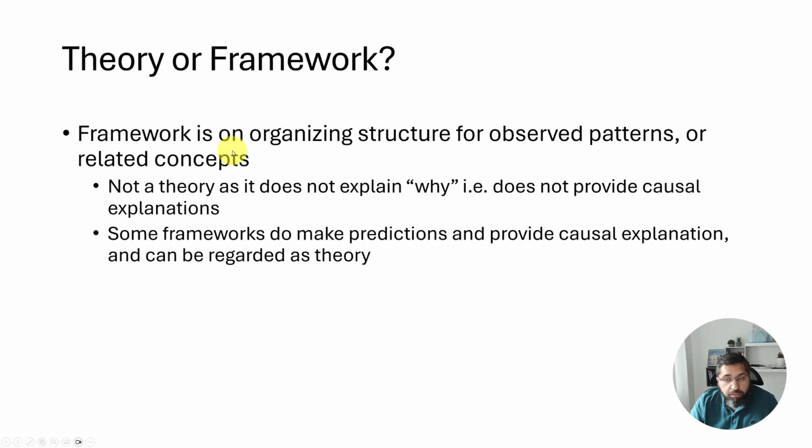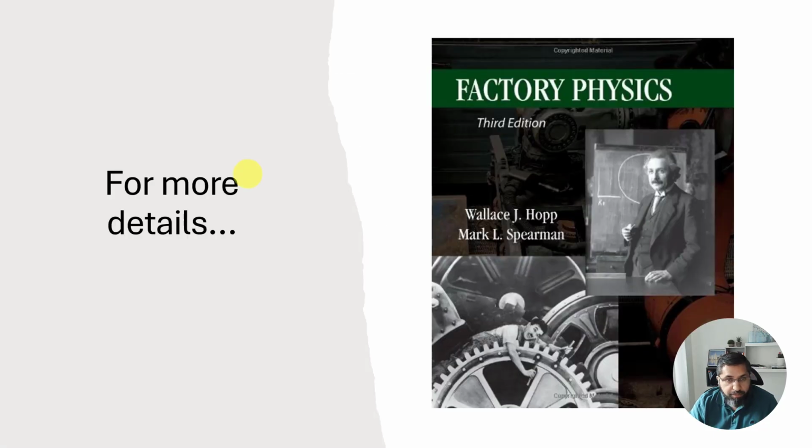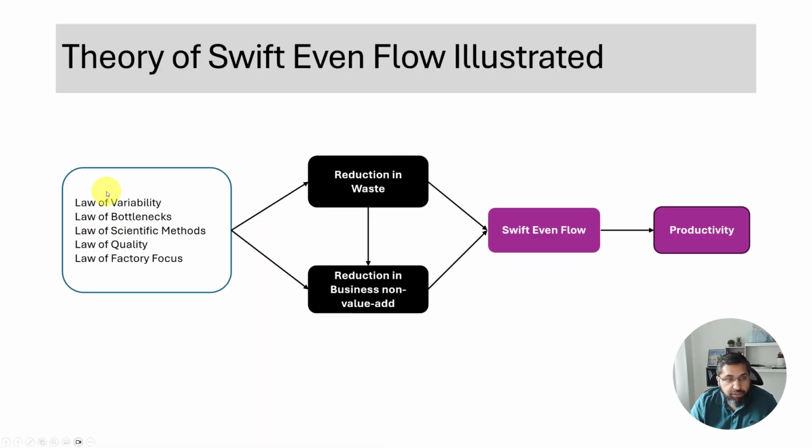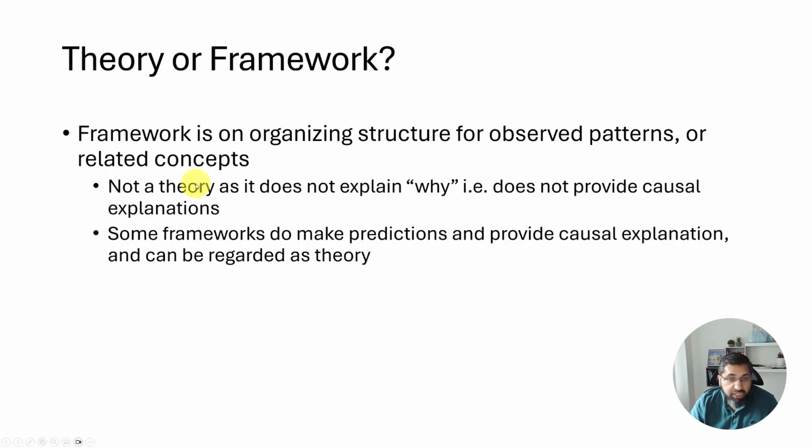Okay, then the paper talks a little bit about theory versus framework. It says a framework is an organizing structure for observed patterns. And what's the difference between theory and a framework? A framework doesn't have to explain why. So this picture here is explaining why. Like, why do these 5 laws lead to high productivity? Because this happens. Okay, so a framework doesn't have to explain why.